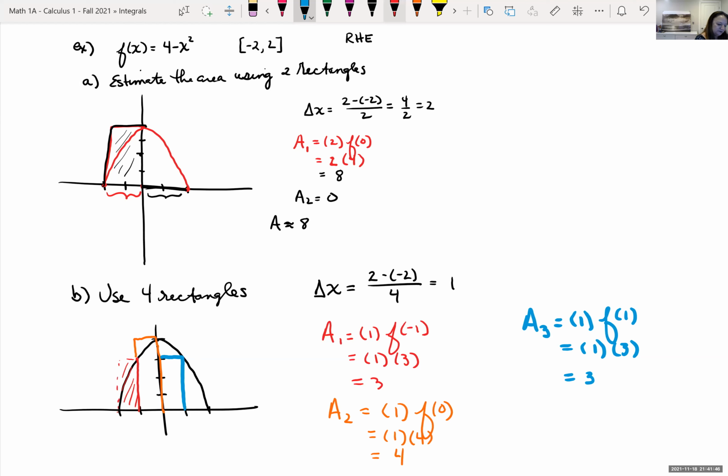And the last one, that's at f of 2, but that's 0, and 1 times 0 is 0. So our estimate, summing those, it's 3 plus 4 plus 3 plus 0, which gives us back 10.